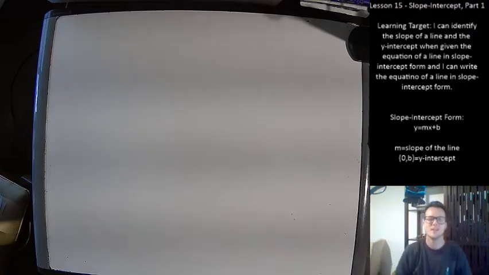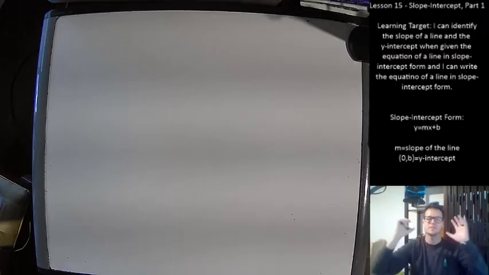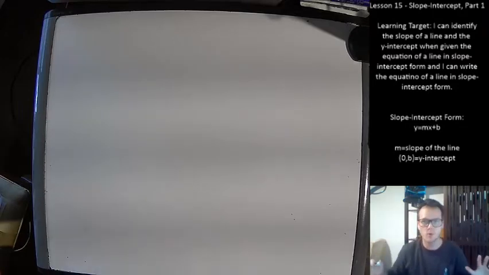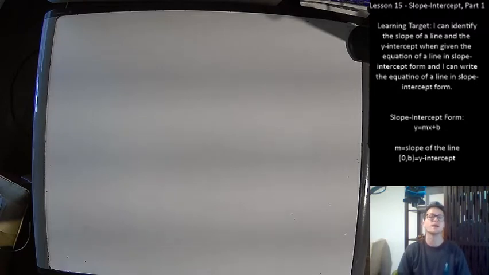What's up, team? Today we're talking about slope-intercept. Now, if somebody were to ask me what is the most important topic in Algebra 1, something that you're going to use the most, both throughout your math journey and beyond, I would say the ability to interpret and then use slope-intercept form.